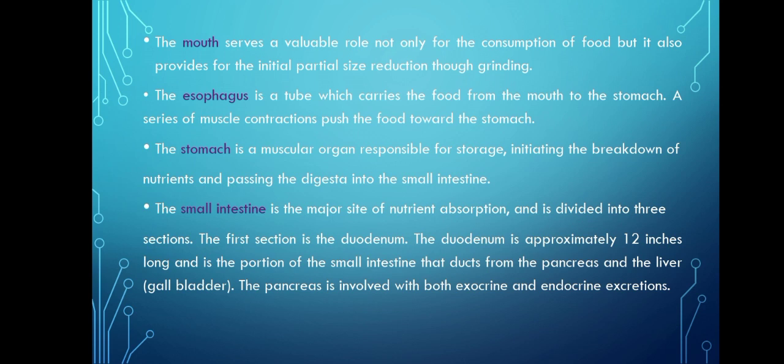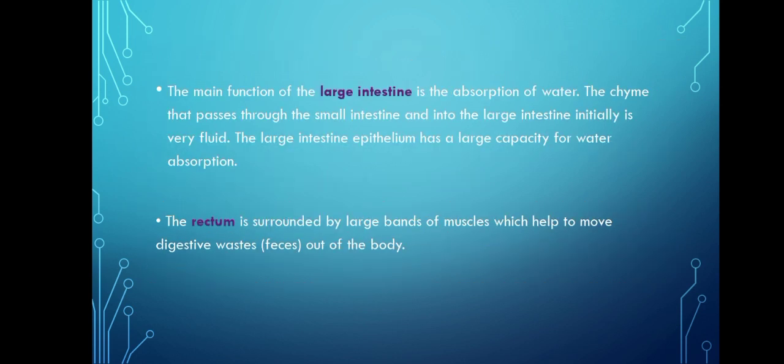The first section is the duodenum. The duodenum is approximately 12 inches long and is the portion of the small intestine that receives ducts from the pancreas and the liver and gallbladder. The pancreas is involved with both exocrine and endocrine secretion.